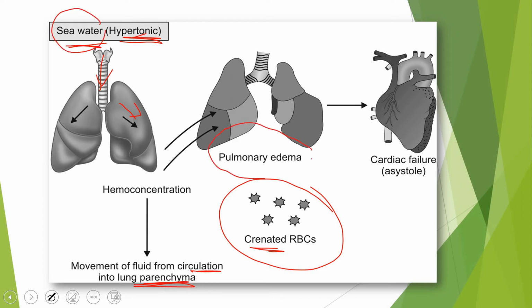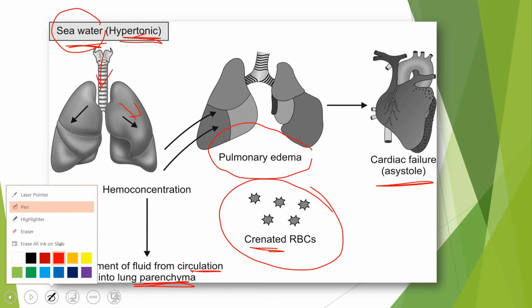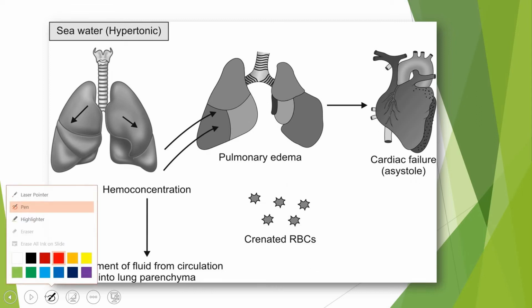So this will cause pulmonary edema, and this pulmonary edema will lead to congestion of the whole cardiovascular system, the congestion of the pulmonary arteries, congestion of the heart. This will lead to congestive heart failure and eventual asystole. So this is the pattern of death. This is the pathophysiology which is seen in the deaths associated with drowning in salt water.